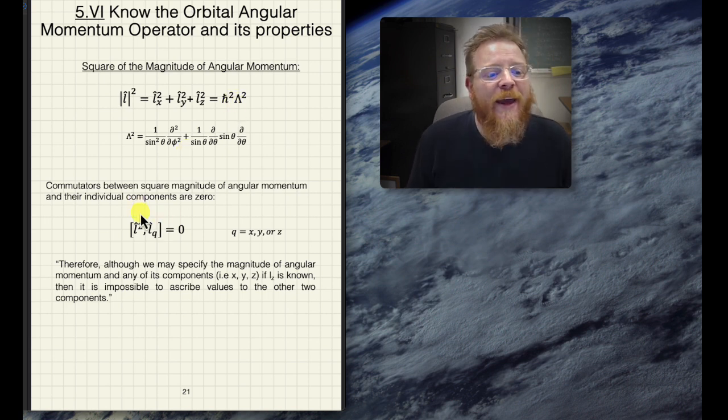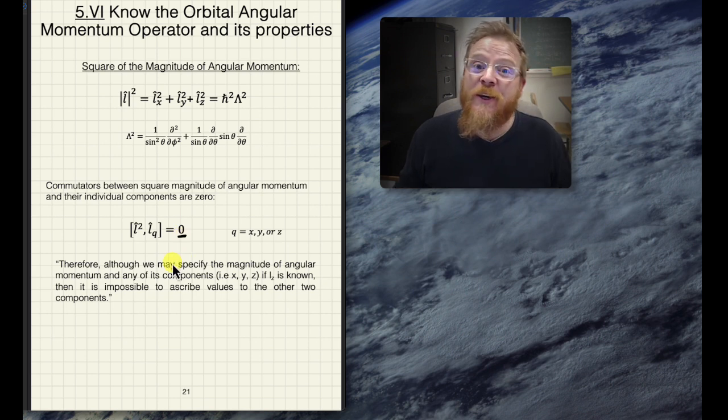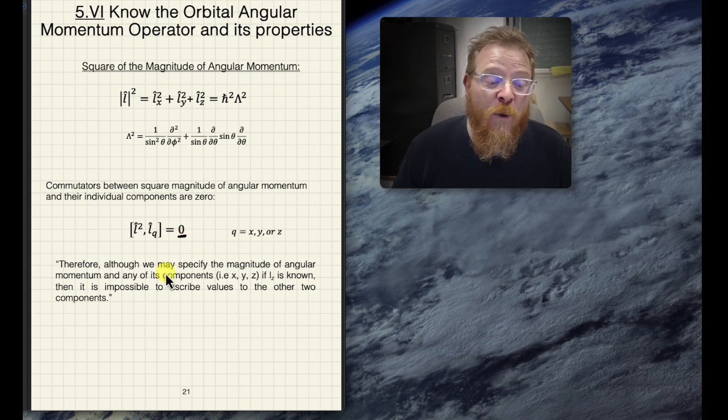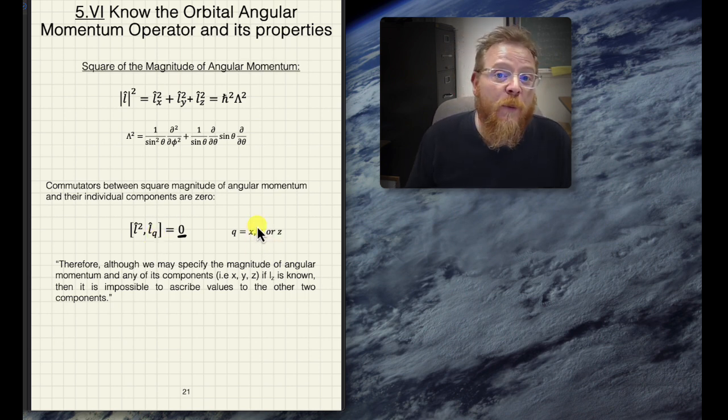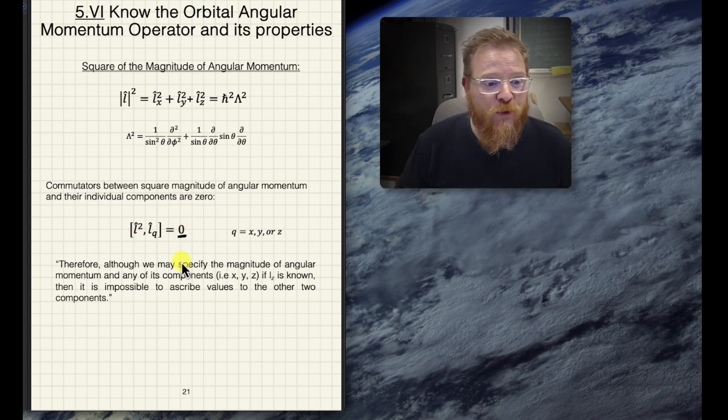Now if we were to look at the commutator between the overall magnitude and any one dimension, we can see that they do commute, so there is no uncertainty there. I could replace that q with any one of those angular momentum components in the x, y, or z dimension. And when I compare that to the overall magnitude, they commute. So there's no uncertainty between them.